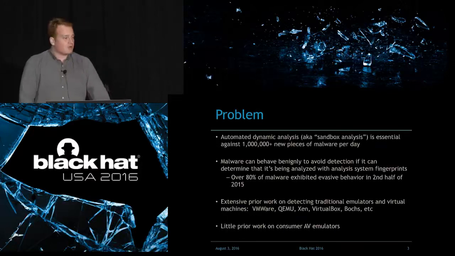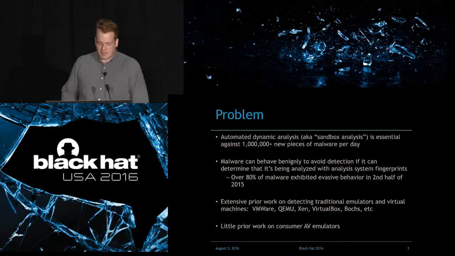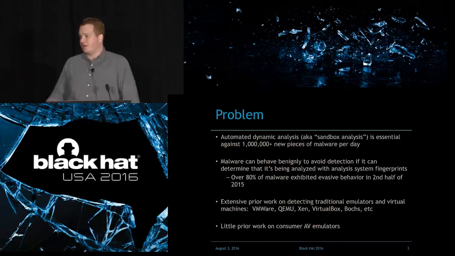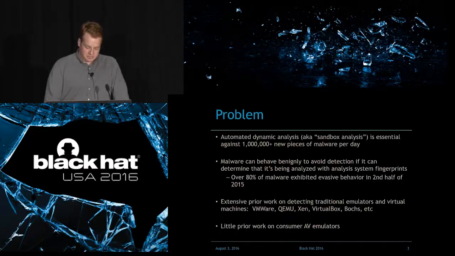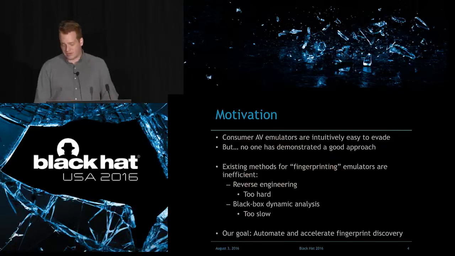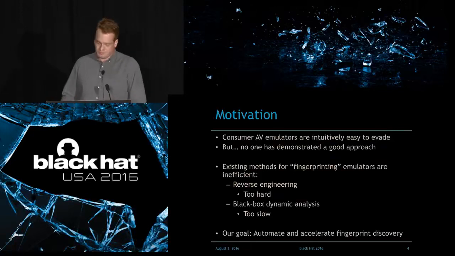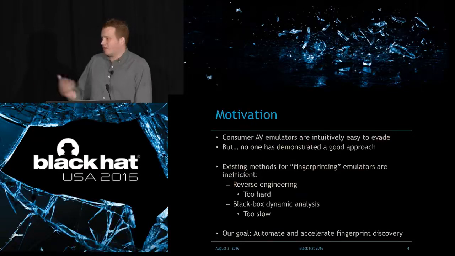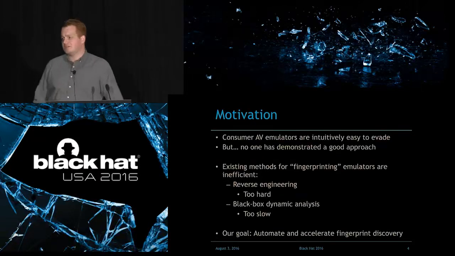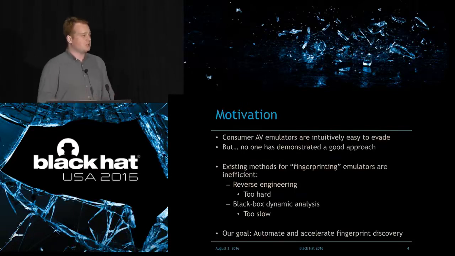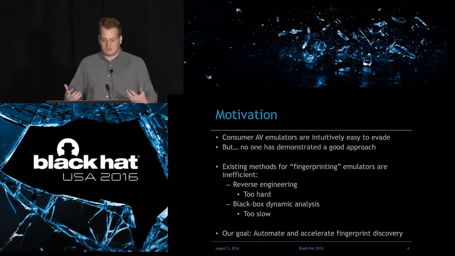So there's been a lot of prior work on detecting things like VMware, QEMU, Xen, these high-end emulators, these things you use to actually do your own malware analysis, run in a debugger. But there's been little prior work on consumer AV emulators. So what I'm talking about is the emulators built into consumer AV products to protect your computers at home. So these systems are intuitively easy to evade. I've talked about this work many times to people, and they said, "Oh, well, that's super easy. It's a cakewalk," and that's true. But no one has actually gone and done this work and actually proven and shown ways of doing this and detecting these systems.